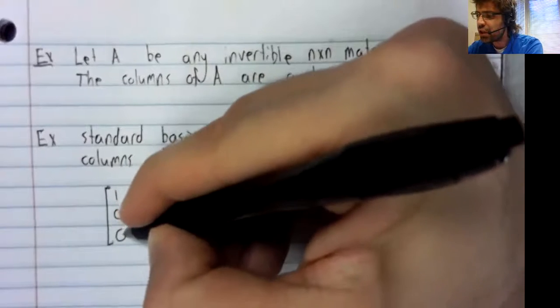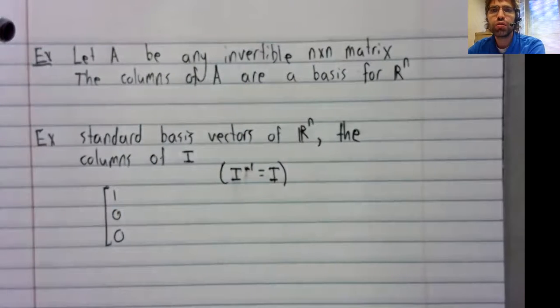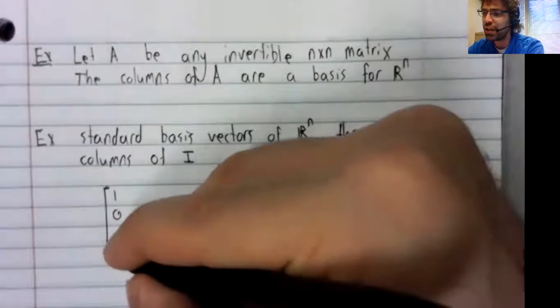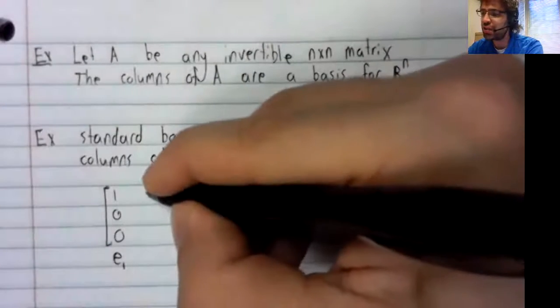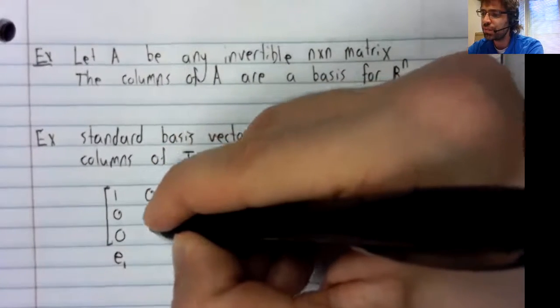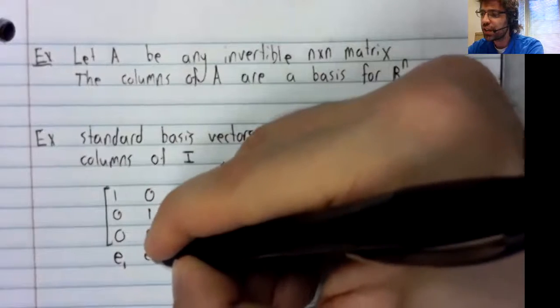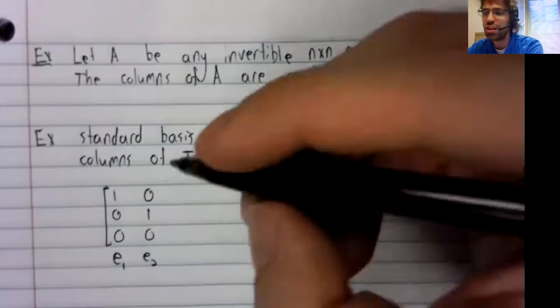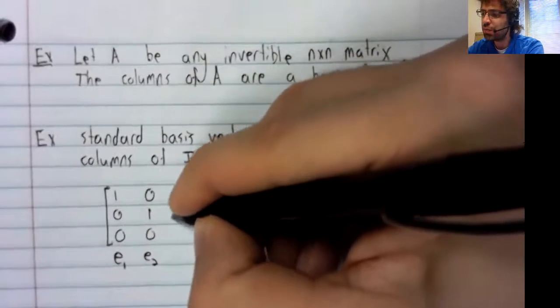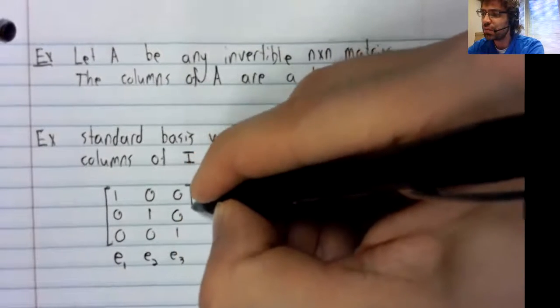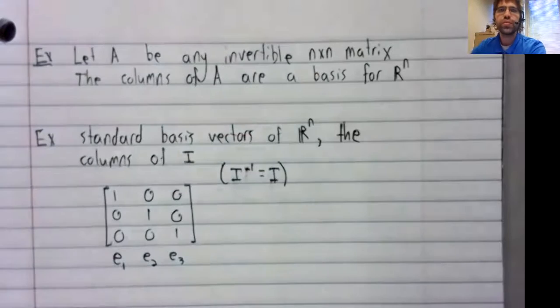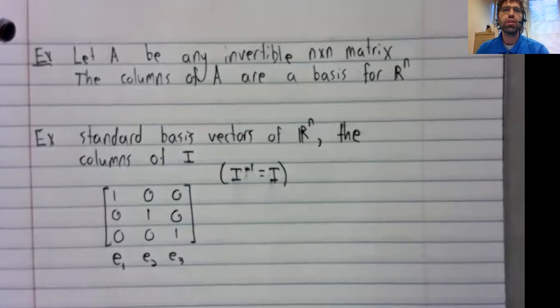And if we're looking at the 3 by 3 matrix, for example, if we're looking at R3, the first column of I is E sub 1. The second column of I is E sub 2. The third column of I is E sub 3.